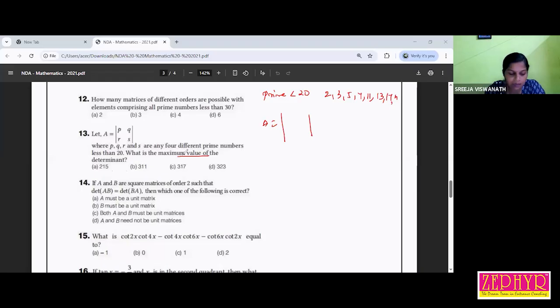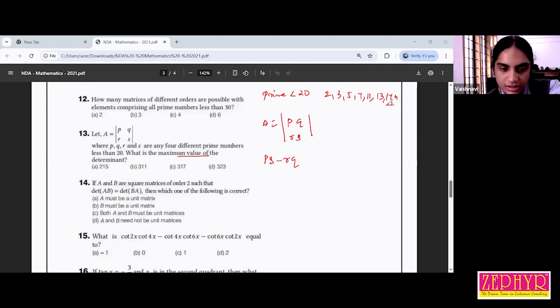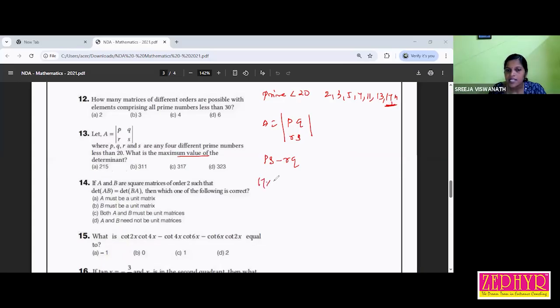How do we get the maximum value? The determinant of P, Q, R, S is PS minus RQ. We need the maximum value. That means PS should be a large number and QR the smaller number. Then we get the maximum possible answer. How can we choose that? P and S can be chosen as 17 and 19, the largest primes, and R and Q the smallest primes, 2 and 3. Now what is the answer?